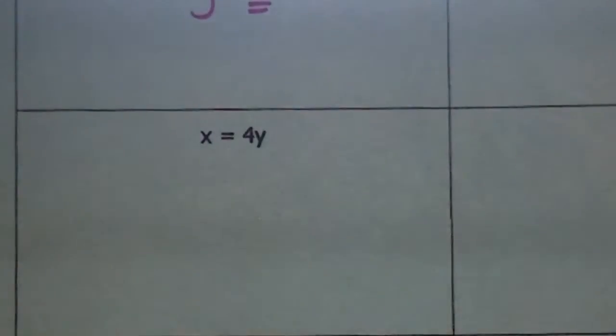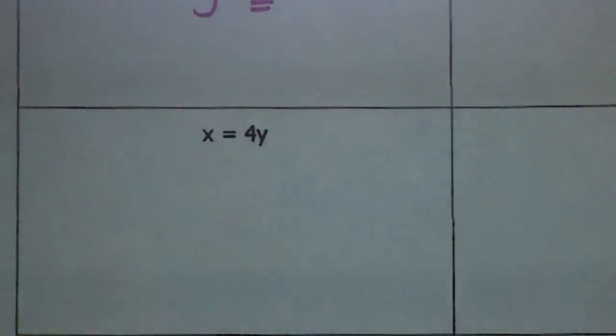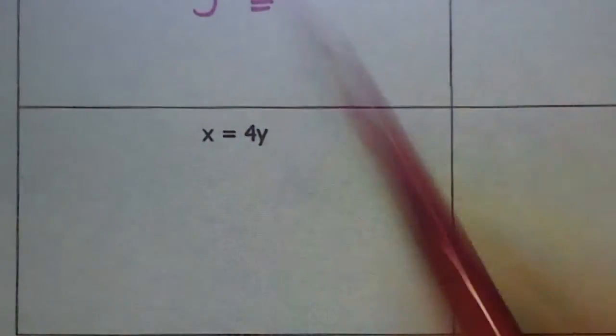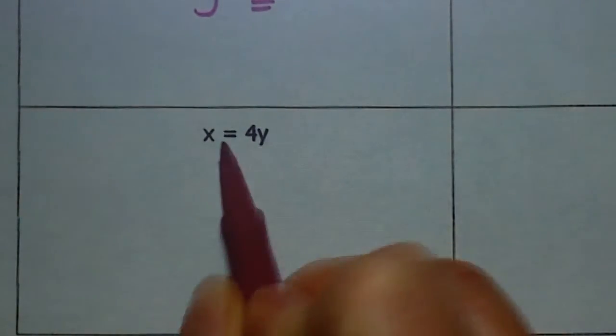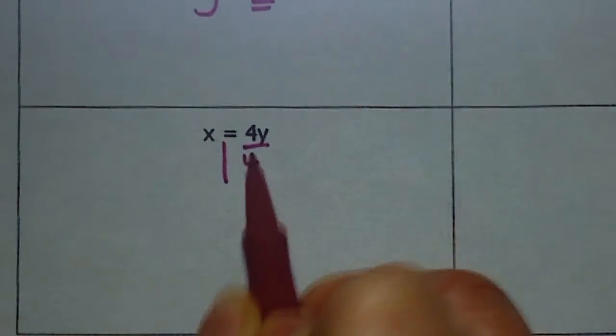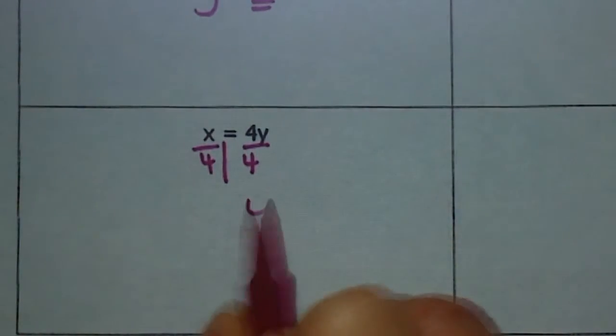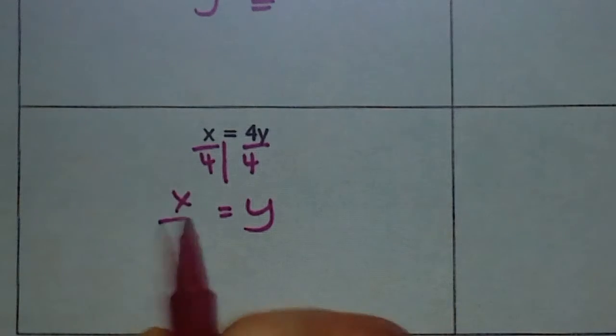All right, and this one, it's solved for x to start. And this is an example of direct variation, and you'll see once we get it solved for y. I want y by itself. It's being multiplied by 4. I'm going to divide by 4. So y equals x over 4.